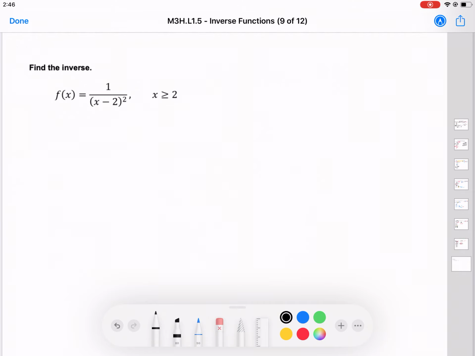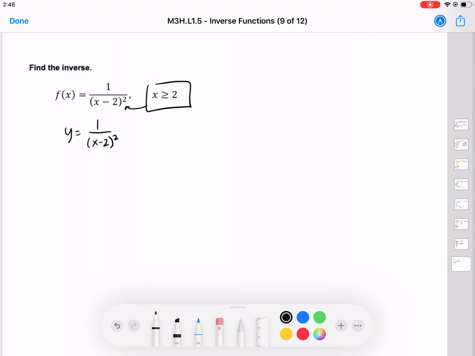So let's do one more. We're going to find the inverse of this one. So notice we have a domain restriction. That's because even though this isn't quadratic, there's a quadratic-like part of this function. So that's going to be important.